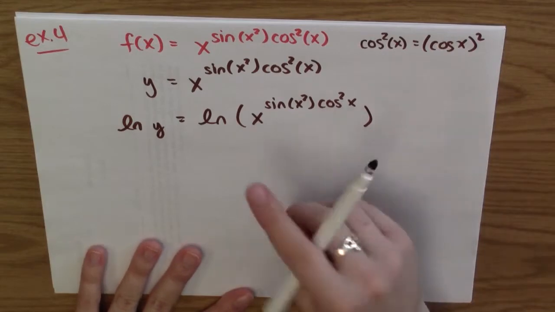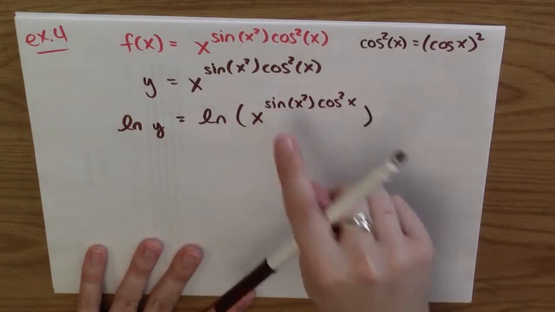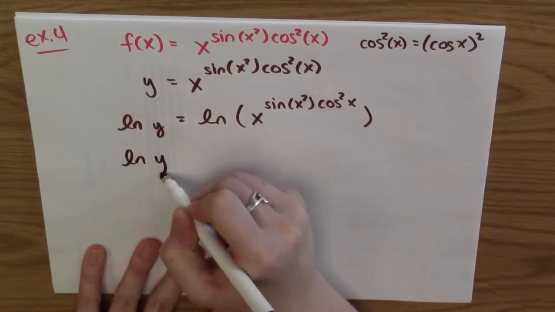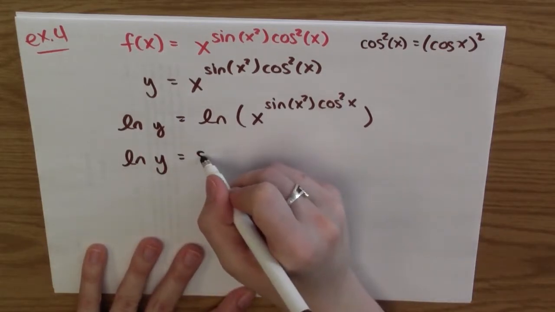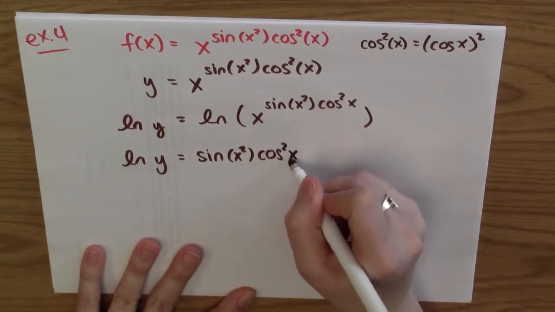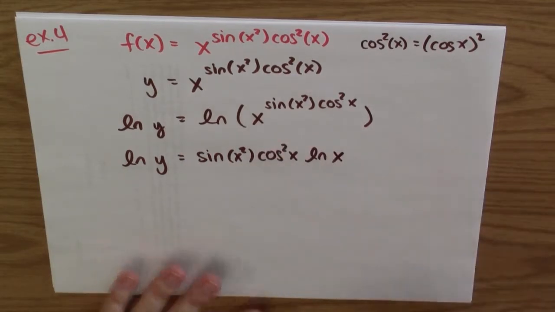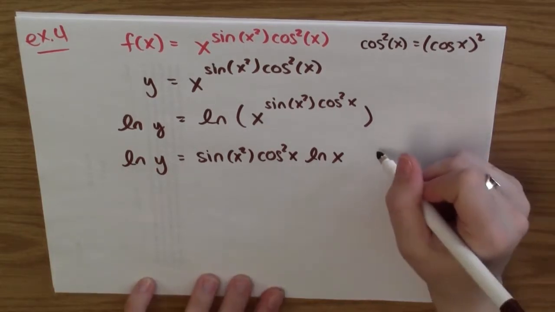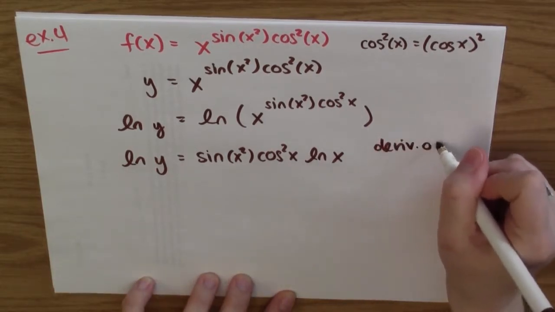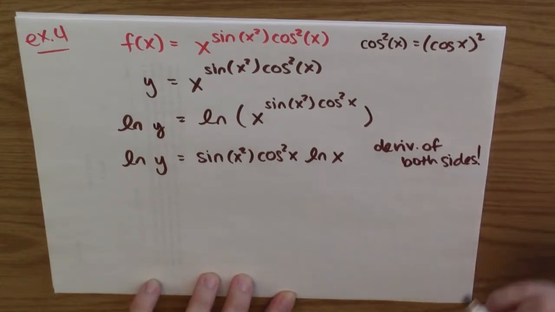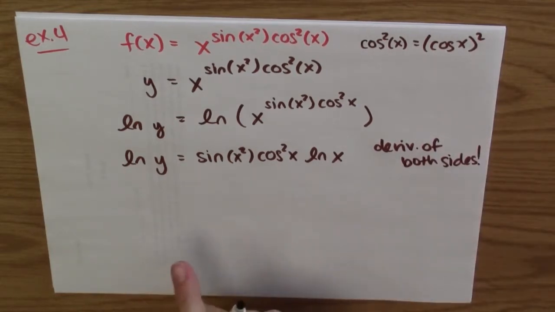And so now, because this is the log of x to some exponent, the exponent can jump down on the outside of the log. So I have the natural log of y is equal to the sine of x squared times the cosine squared of x times the natural log of x. And now I can take the derivative of both sides, remembering to use a chain rule because this is implicit differentiation.